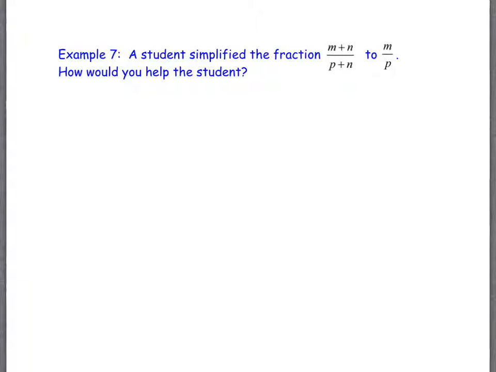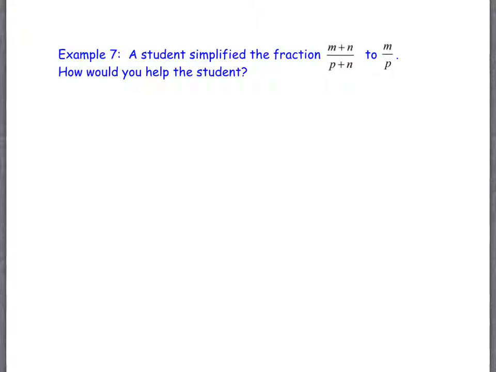So we've got a student, and a student simplifies the fraction m plus n over p plus n into m over p. And the question is, how would you help the student? Those of you who've had one of these classes with me before know that when you encounter a question like this, the first thing you have to figure out is what they're doing wrong and what they're thinking about that might be right. They've got something wrong, but from the perspective of something that is right. So what are they doing?